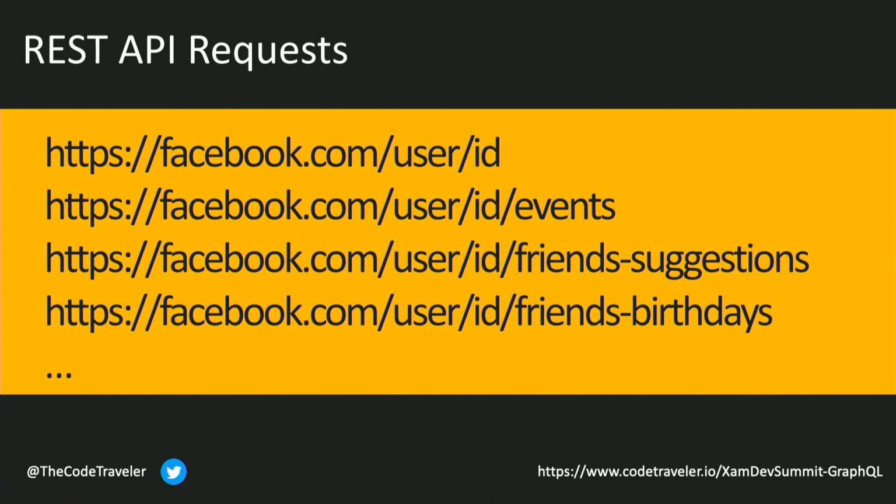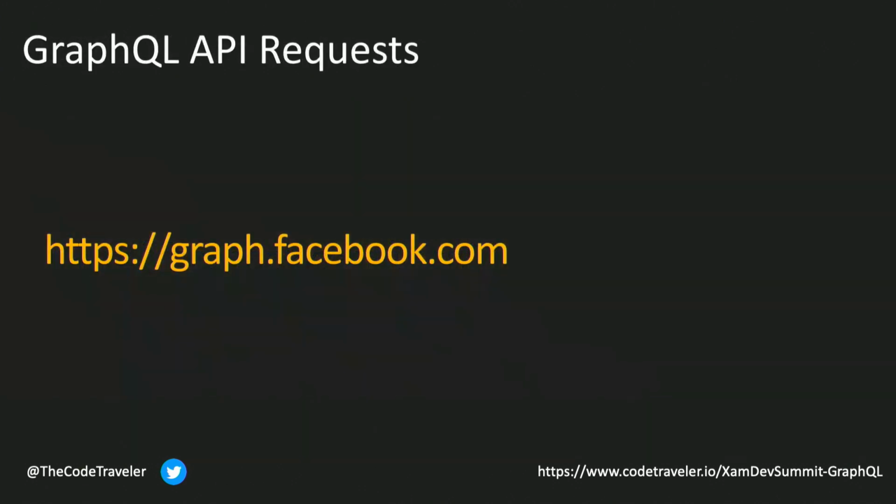And so when the Facebook team was looking at it, they said there's gotta be a better way. So what they did, they took all of these REST API endpoints and consolidated them down to 1. And so now, when the Facebook app launches, it makes 1 API request to 1 endpoint.